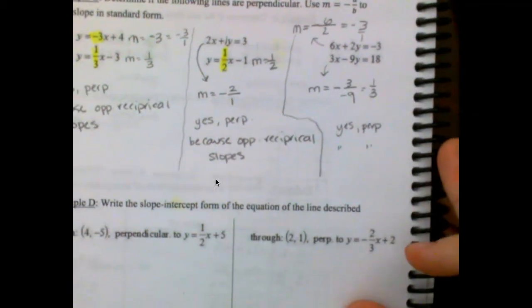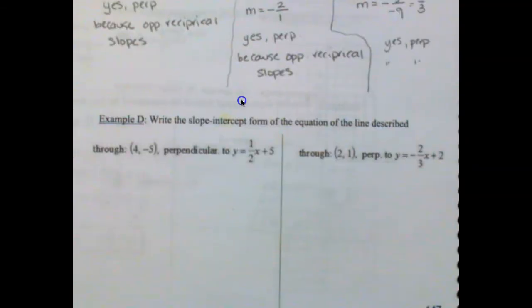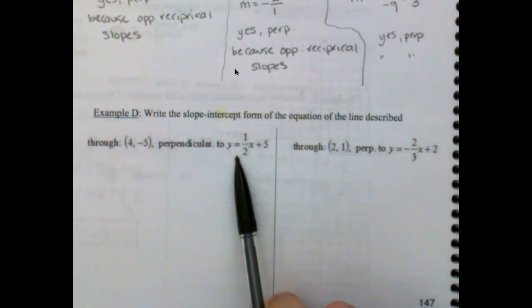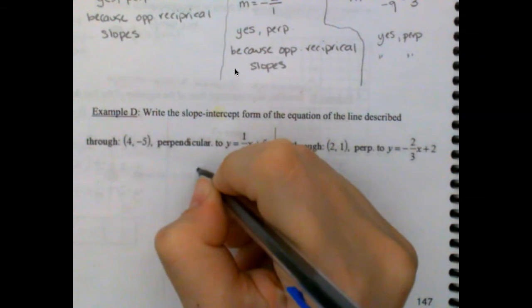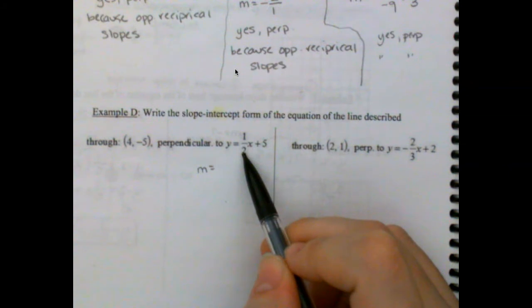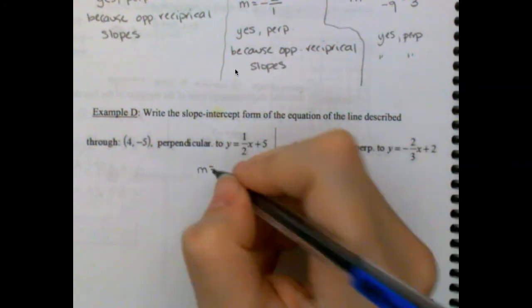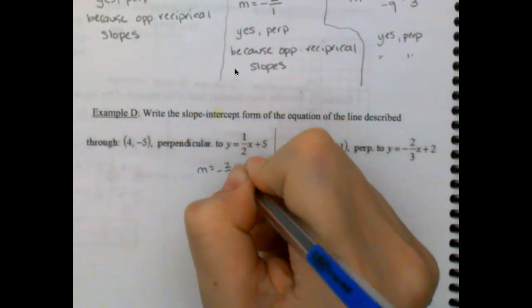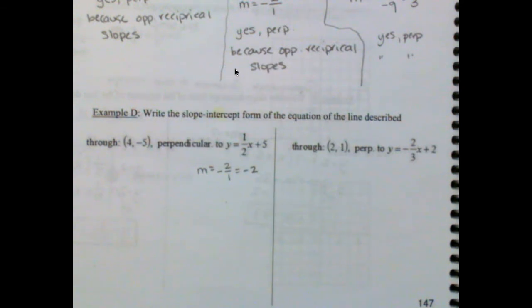So example D, now you have to be able to do the same thing you did with parallel lines, but now I have to do with perpendicular lines. If I give you a point and a line perpendicular, you should be able to write the slope-intercept form. So we're first going to find the slope. Well, if it's perpendicular, that means it's the opposite reciprocal. So I have 1/2 in the problem, so opposite reciprocal would be a -2/1, which would just be -2. So I have to do that flip and I have to make that sign change.